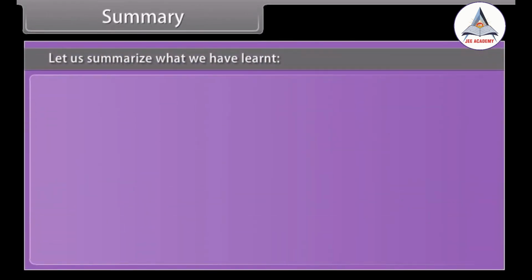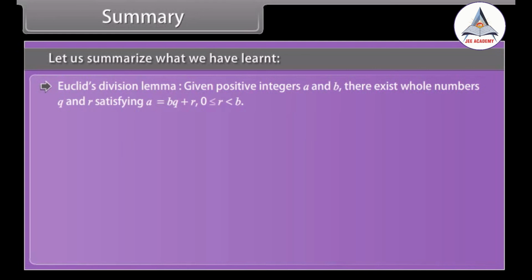Summary. Let us summarize what we have learned. Euclid's division lemma. Given positive integers a and b, there exist whole numbers q and r, satisfying a equals bq plus r, where 0 is smaller than or equal to r, which is smaller than b.